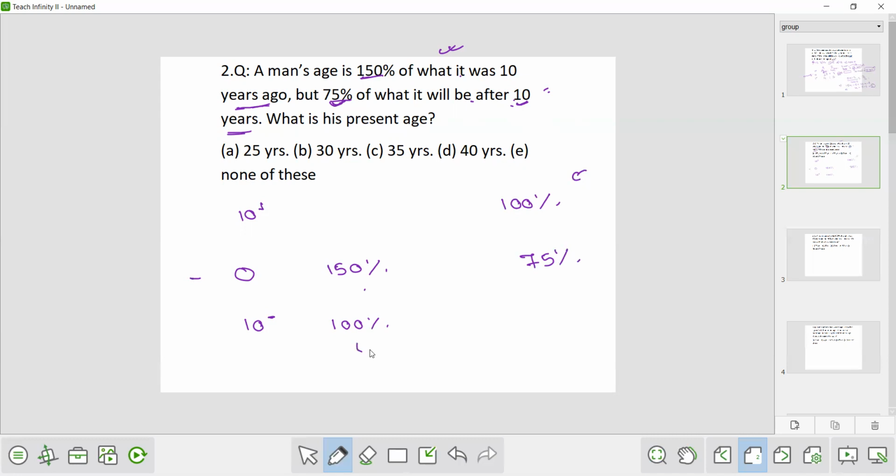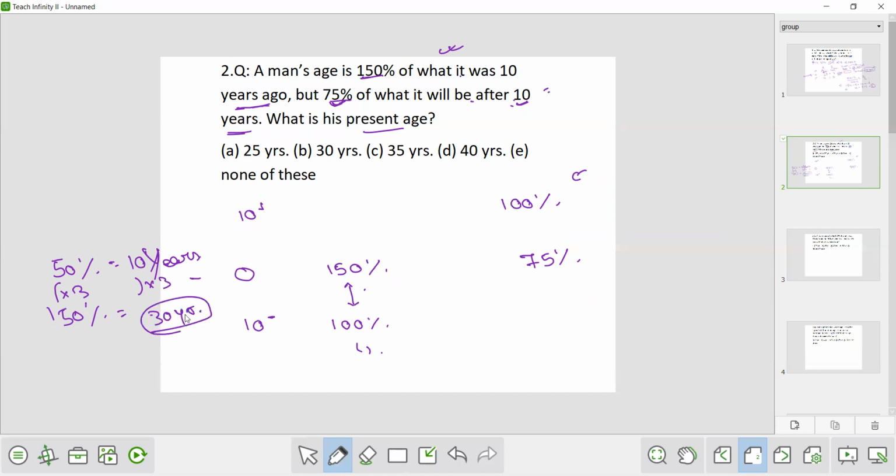Now you can solve this question by using any of the given conditions. So first we will solve by using this condition. Here, what is the gap? The gap is 50%. And in years, how much is the gap? The gap is 10 years. So 50% is equivalent to 10 years. You have to find what is his present age, so you have to find what is 150%. If 50% is equivalent to 10 years, then 150% is 3 times, so it will also be 3 times. It is 30 years.